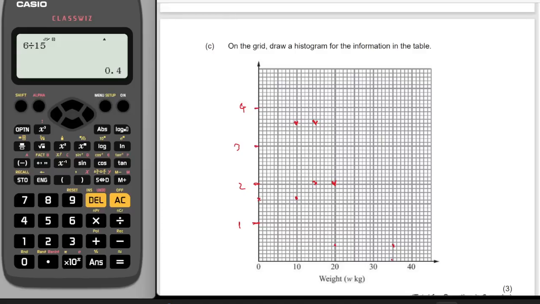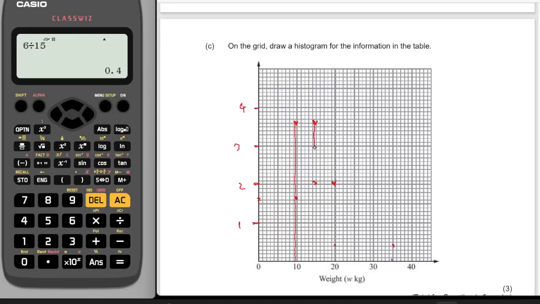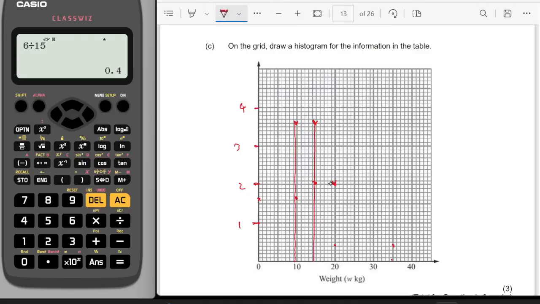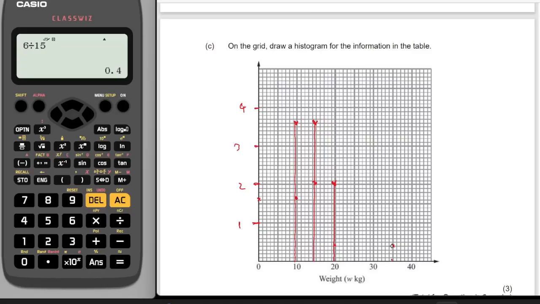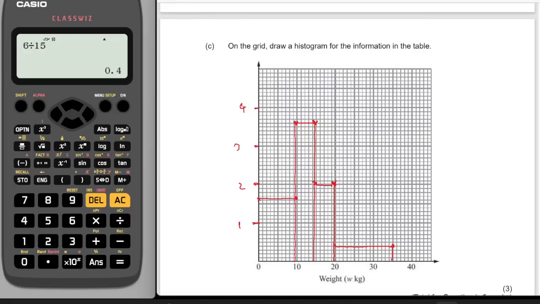Right, now I'm going to make that into my actual graph. That's all my vertical lines. Add my horizontals. Okay, I've drawn that in the wrong place. Okay, and that's my histogram. No complicated question on the back of that, so that's nice.